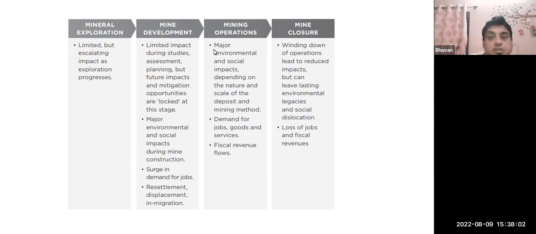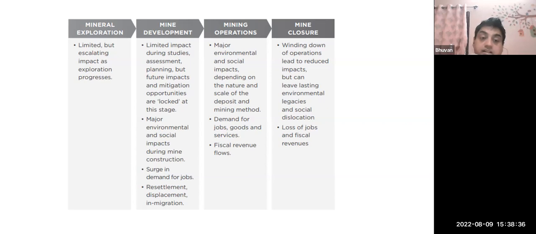Then during mine operations, major environmental and social impacts can be seen, and during this stage the demand for jobs, goods and services basically increases. If we talk about the social sector, the demand for jobs, goods and services basically increases at this point of the mining procedure.